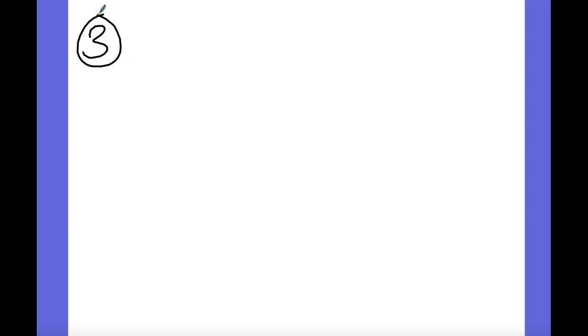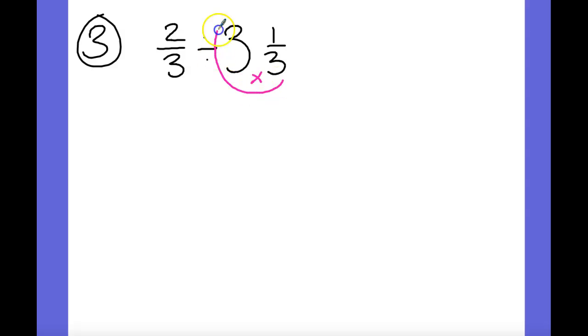Okay. All right, next one. Of course, we're going to throw in some mixed numbers. So let's do 2/3 divided by 3 and 1/3. Okay, so I have mixed numbers. The first thing I want to do is make it improper. If I change it to improper, 3 times 3 is 9, plus 1. 10 over 3.